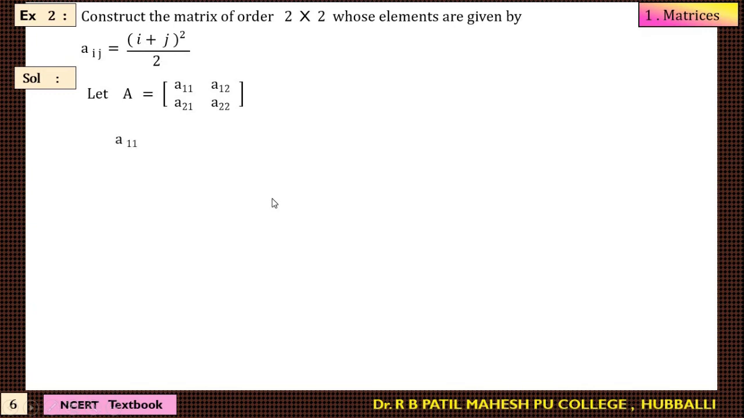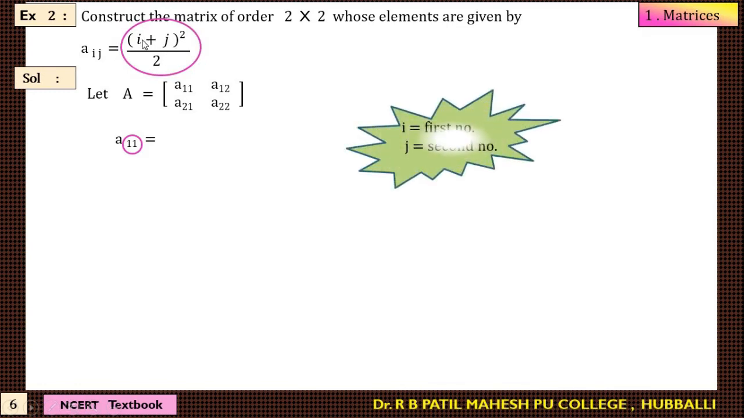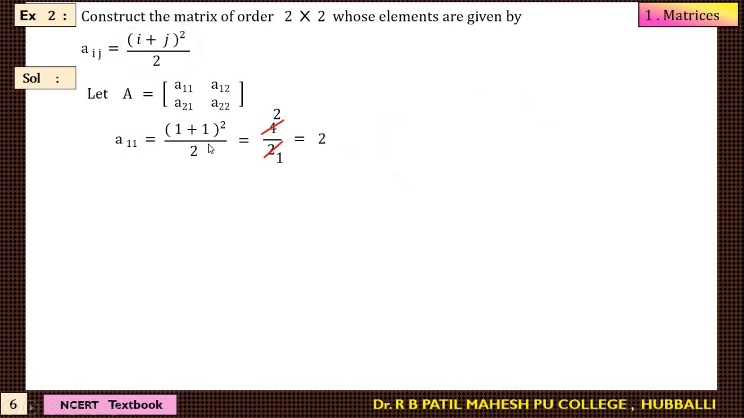So first is A11. So in this element the subscript is 1, 1. In this formula you have to replace i, meaning the first number of the subscript, and j, meaning the second number. That is (1 plus 1) whole square divided by 2. 1 plus 1 is 2, whole square means 4, divided by 2. That is 4 by 2 and it cancels, 2 ones are 2, 2 twos are 4, its value becomes 2. In the same way find out the remaining elements' values.